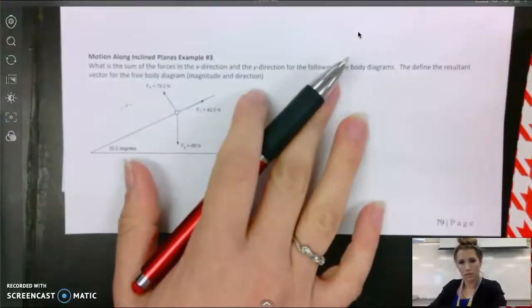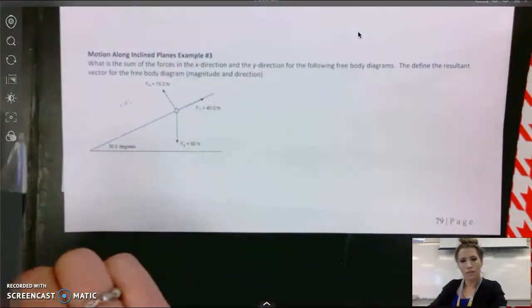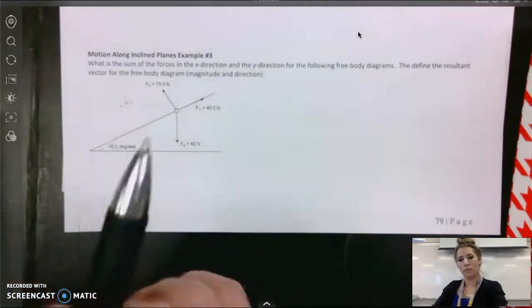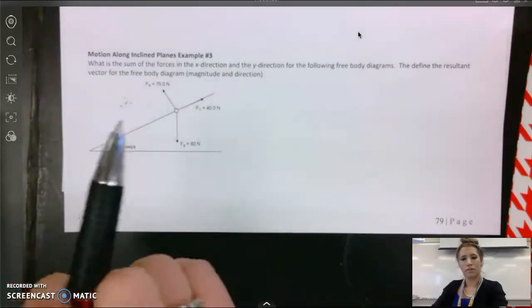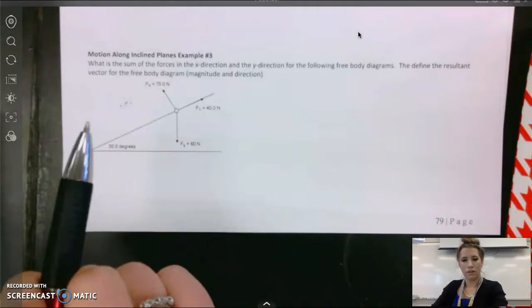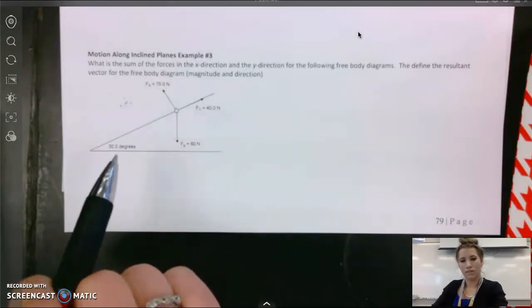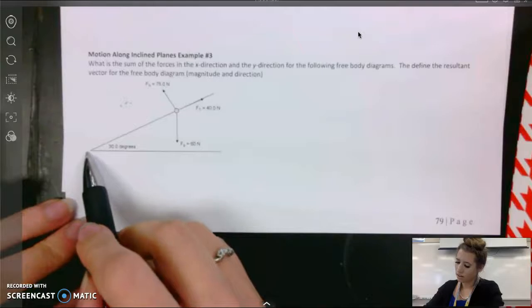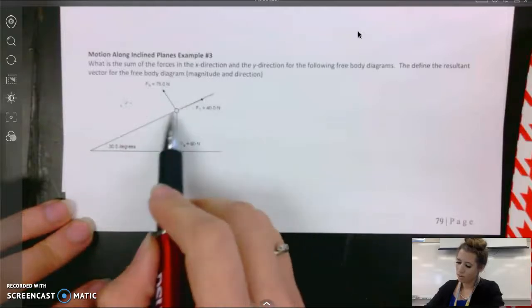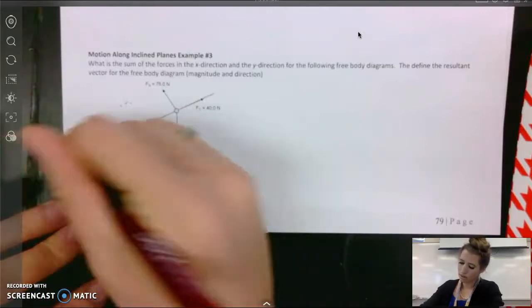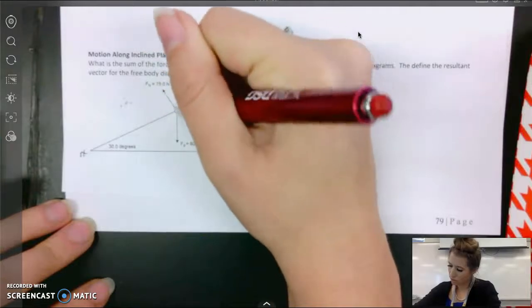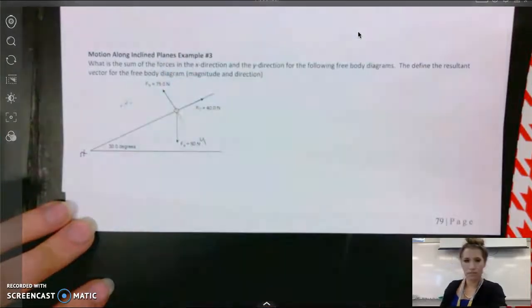Number 3, what is the sum of the forces in the x direction and the y direction for the following free body diagram? Then define the resultant vector for the free body diagram, magnitude and direction. Okay, so let's make the slope our x, okay, and then perpendicular to that slope, the normal force, that's going to be the y.